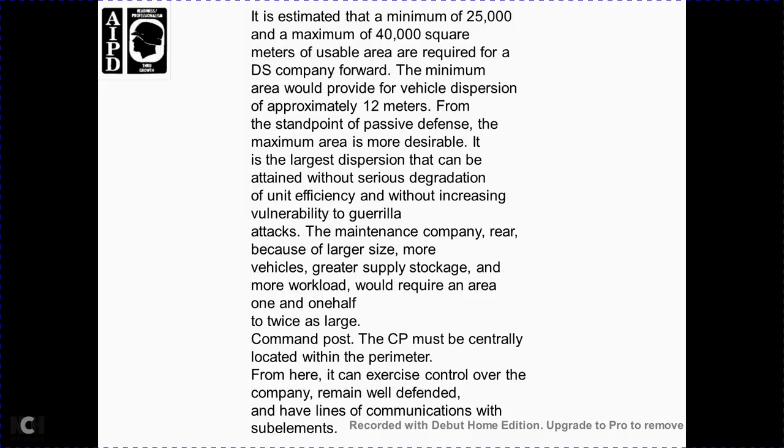If a larger dispersion can be attained with various degrees of degradation of unit efficiency without increasing the vulnerability to guerrilla attacks, do so. The maintenance company of the rear would be covered with a larger area, must handle more vehicles with a greater supply stockage and more workload, and would require an area one half to twice as large. The command post must be centrally located within the perimeter, from where control can be exercised over the company, depending on the lines of communication with the supplement elements.